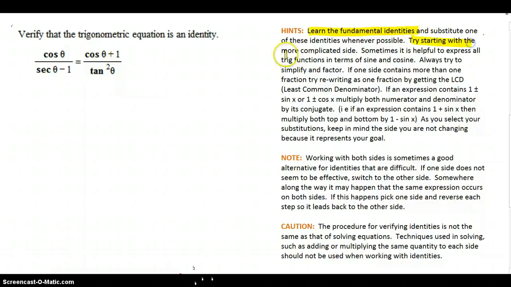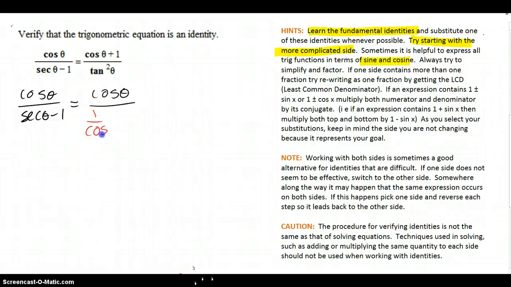I like to try starting with the more complicated side. Now, to me, both sides are just as complicated as each other, so I'm going to go for the first one, but you could do the second as well. If one side is definitely more complicated than the other, then I start with that. So we're going to use one of these identities, and the third hint here is that sometimes it's helpful to express in terms of sine and cosine. So, that secant there is blaring out that I should maybe do a substitution. So I'm going to make this a cosine of theta, but instead of secant, I'm going to change this to 1 minus cosine of theta.